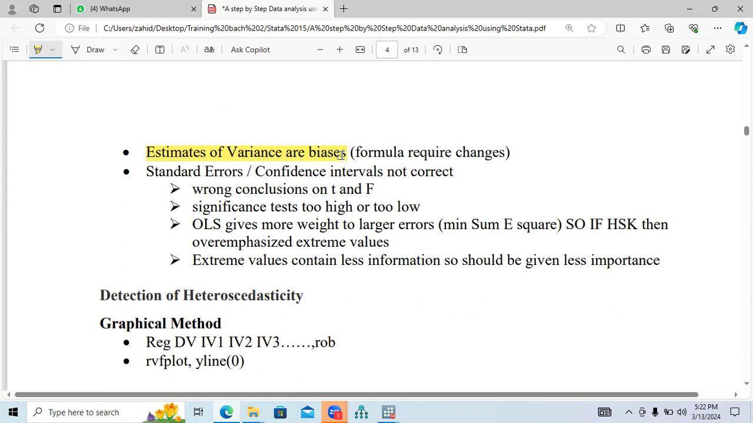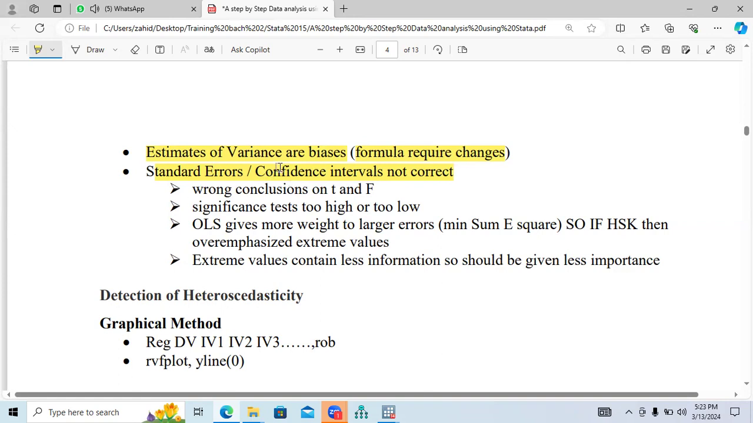Next is estimates of variance are biased. So whatever you estimate in terms of variances, it becomes biased. You need to change the formula. The standard errors and the confidence intervals are not correct. Yesterday, I showed you a regression analysis without robust command and with robust command. With robust command, the standard errors change and they are corrected. And without robust commands, the standard errors are not valid.